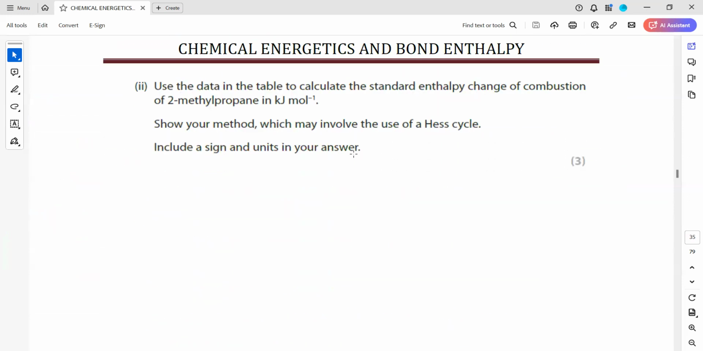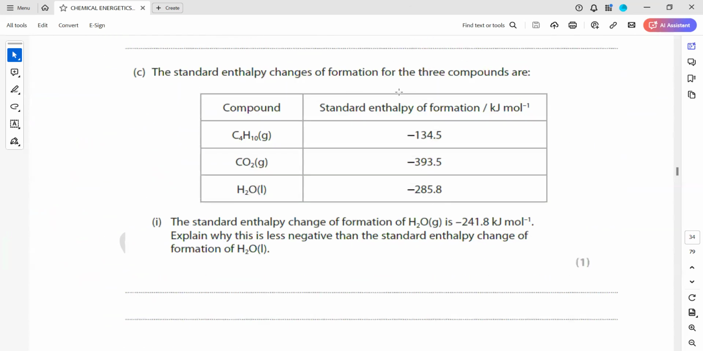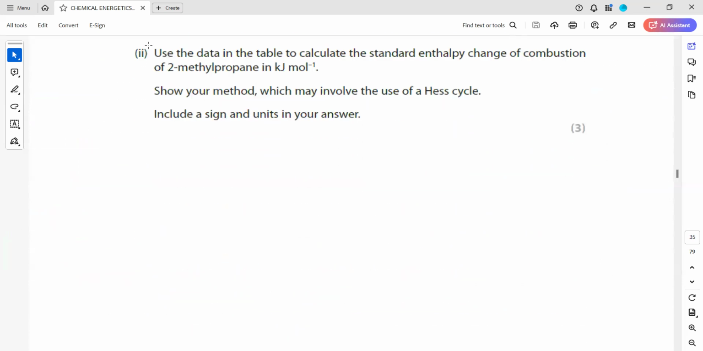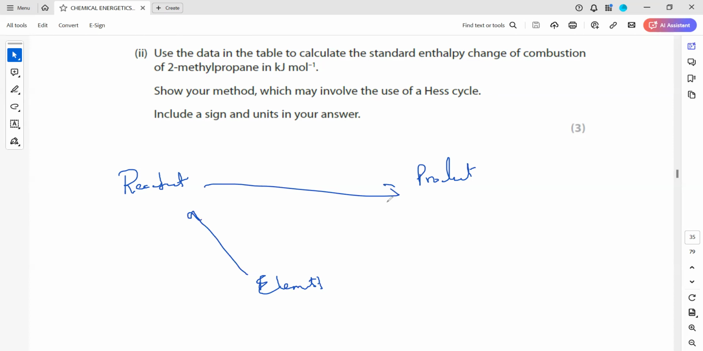Use the data in the table to calculate the standard enthalpy change of combustion. Show your method, you may use a Hess cycle and include a sign and units. What is given to us? Formation is given. When formation is given, what should the cycle look like? You will have a reactant, you will have a product, and you will have the elements. Elements forming the reactant and then the product is the same as elements directly forming the product.